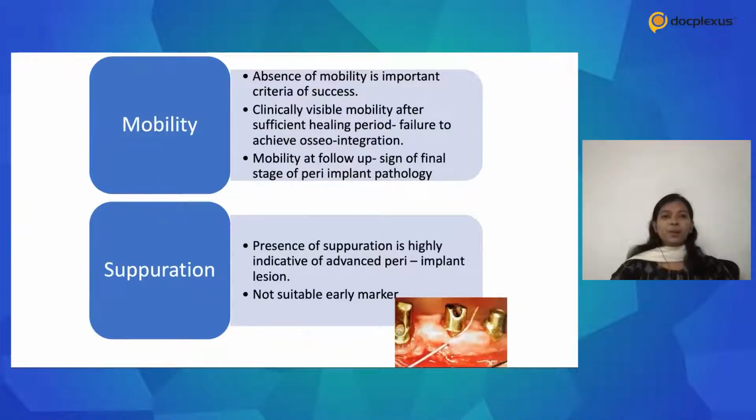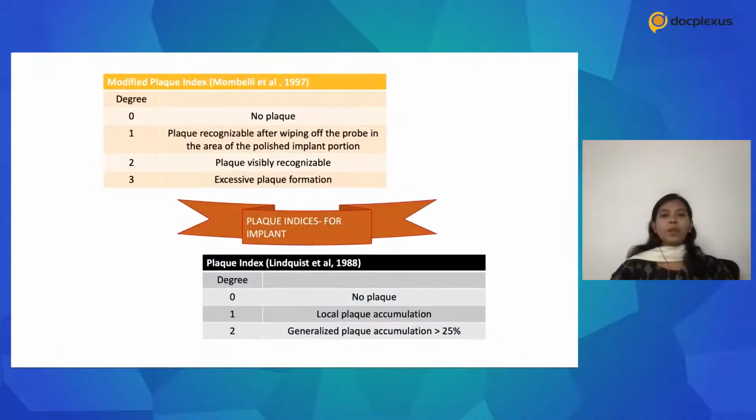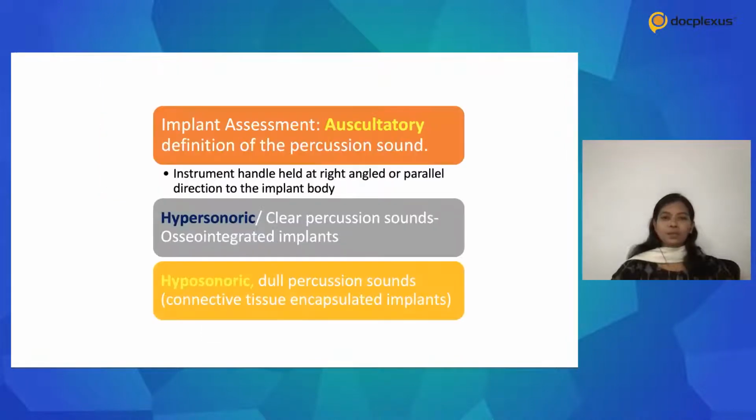So these are other parameters, the mobility, presence of suppuration or exudate. There are indices which will help you to standardize. One is the modified plaque index by Mombelli et al. There is also the Lindquist et al. index which will help you to assess the plaque index.